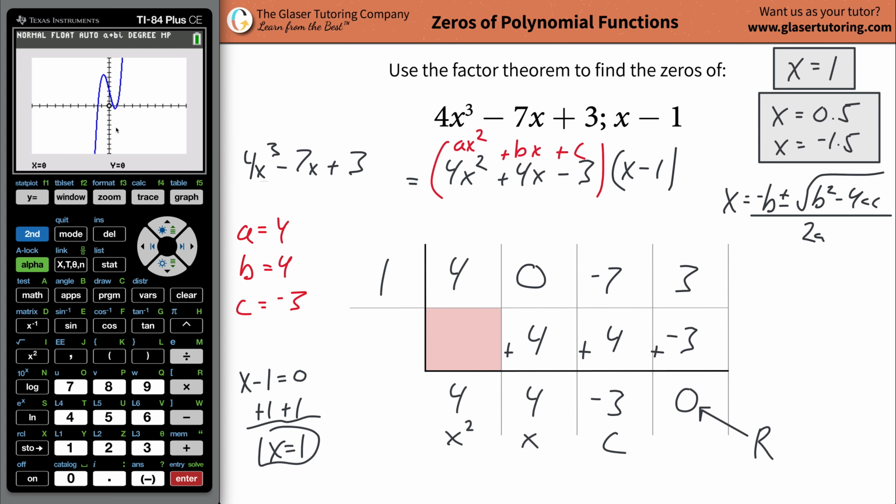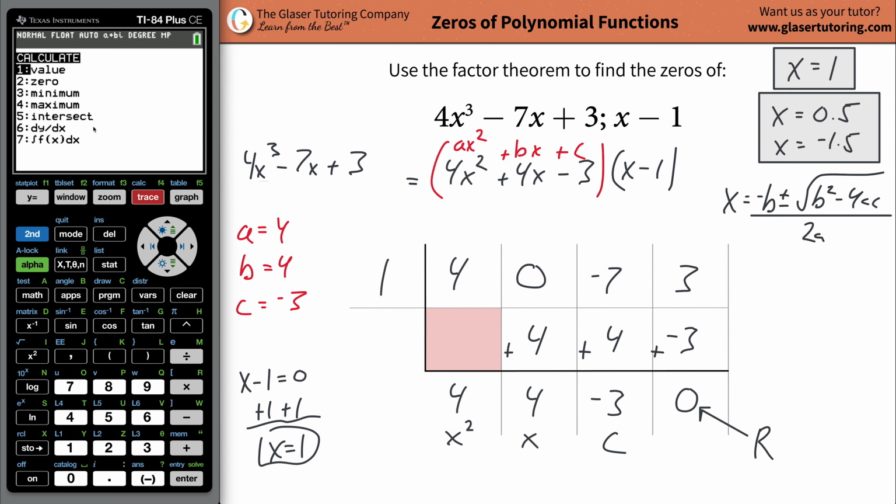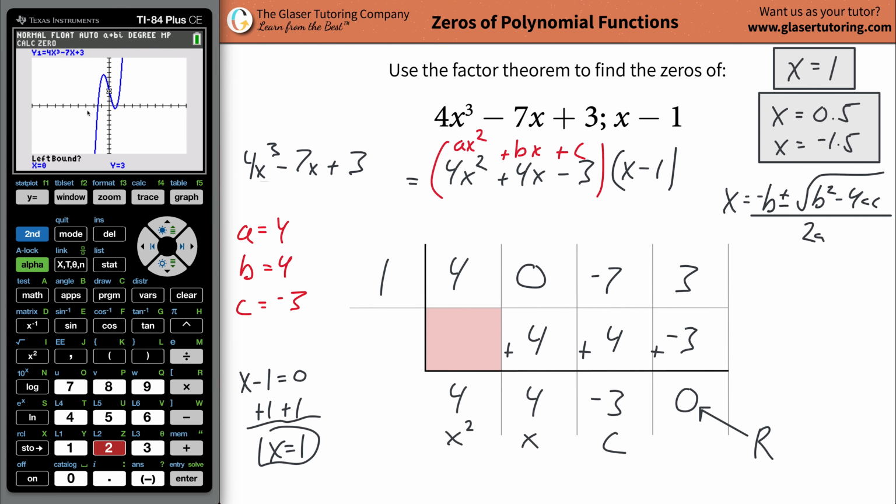Let me zoom out. And what you can do is you can do second calc. If you want to find those values of the zeros, select number 2. And now, let's say you want to analyze this point. You want to find the x value here where it crosses the x-axis. What you have to do is you have to bring this cursor left-bound, meaning left of the point. So just bring it somewhere left of the point. Keep clicking. Well, I went a little too far, but that's fine.